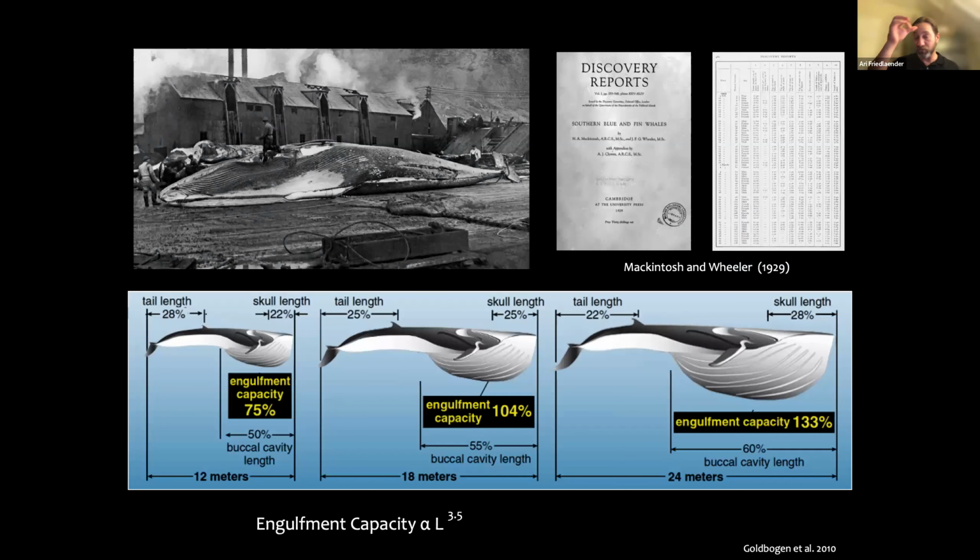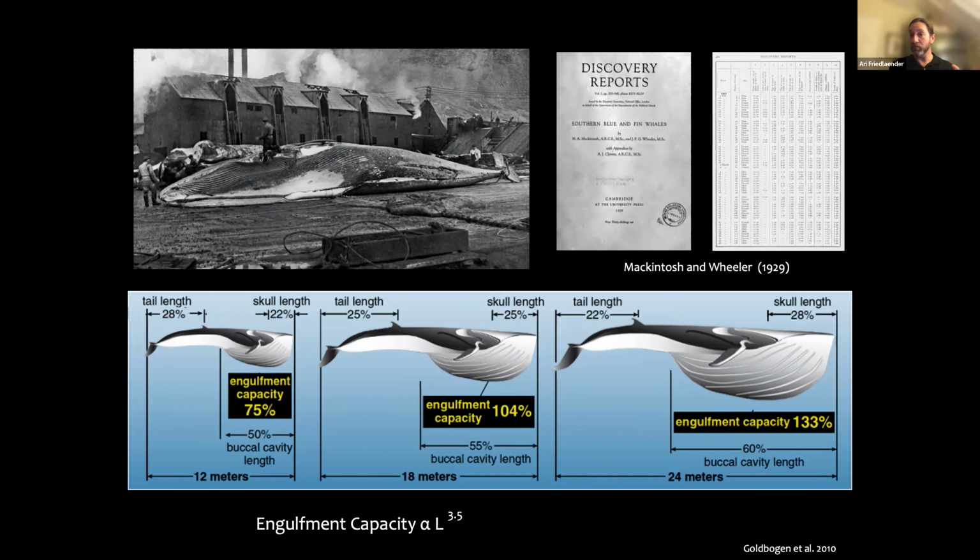Well, some of the first information that we looked at was by looking at how much water an animal, baleen whale, can actually get into its mouth at once. And this is a really cool paper that shows that the amount of water you can get into your mouth scales with body size. So the bigger you are, proportionally, the more water you can get in your mouth at once. And you saw how big the mouth was on that blue whale.